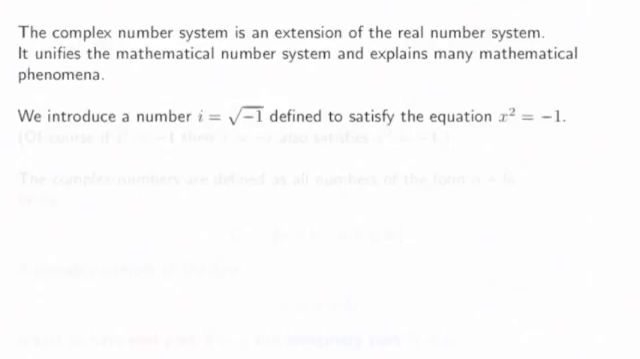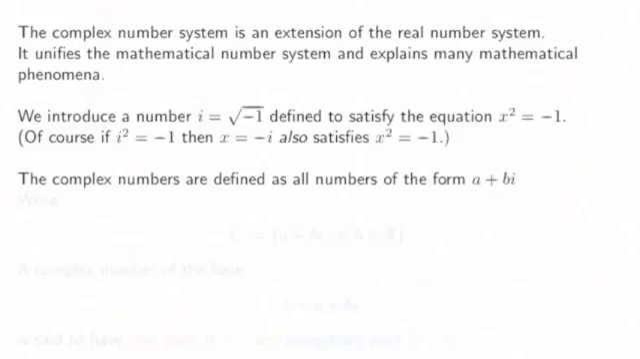We introduce a number i equal to the square root of minus 1, defined to satisfy the equation x squared is minus 1. Of course, if i squared is minus 1, then minus i also satisfies this equation. So we now have two solutions to the equation x squared equals minus 1. They are i and minus i.